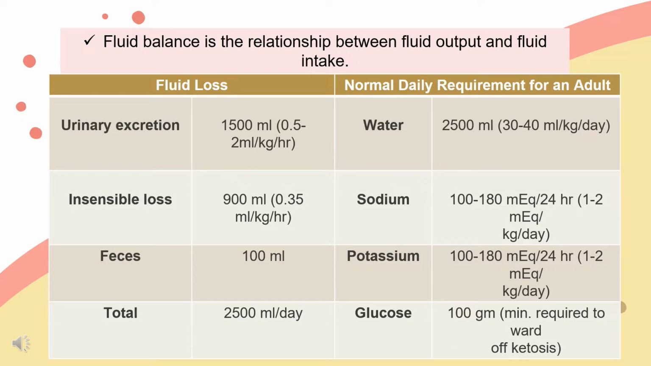Fluid loss occurs in the following ways: 1,500 ml in urinary excretion, 900 ml in insensible loss, 100 ml in feces, for a total of 2,500 ml per day, while the normal daily requirement for an adult is as follows: 2,500 ml of water, 100 to 180 milliequivalents per 24 hours of sodium, 40 to 60 milliequivalents per 24 hours of potassium, and 100 grams of glucose.